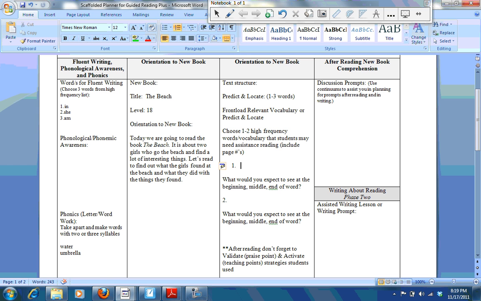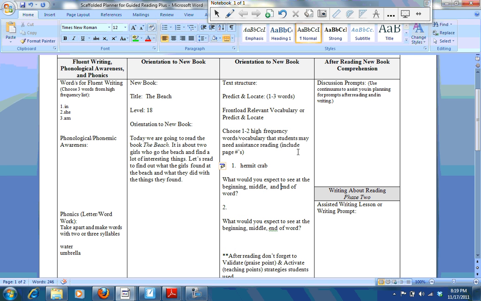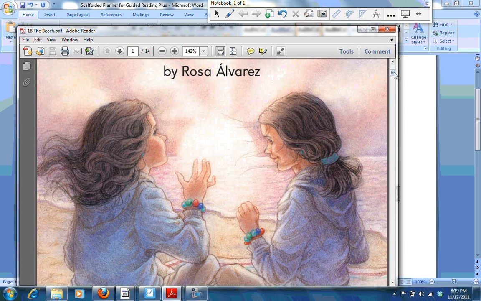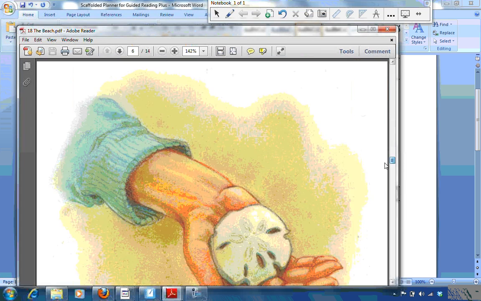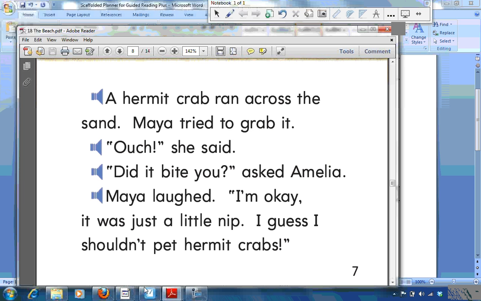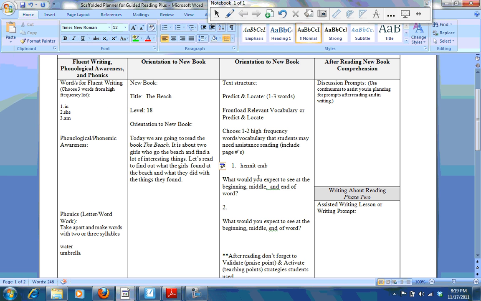So here, it is about things on the beach. So maybe I want to do hermit crab. And let's say with the word hermit, I want to ask them this question. What would you expect to see at the beginning, middle, and end of the word hermit? Okay, so I think it's on page 7. Let's go quickly to page 7 and make sure that that's where hermit is. Yep, there's hermit right there on page 7, and I put that in my lesson.